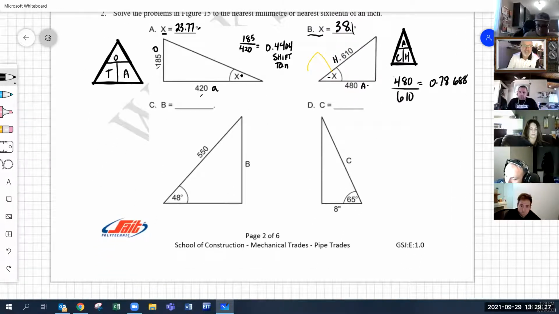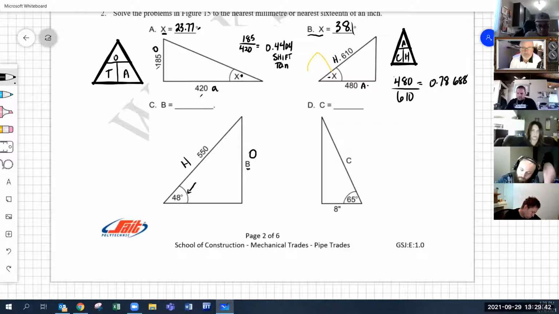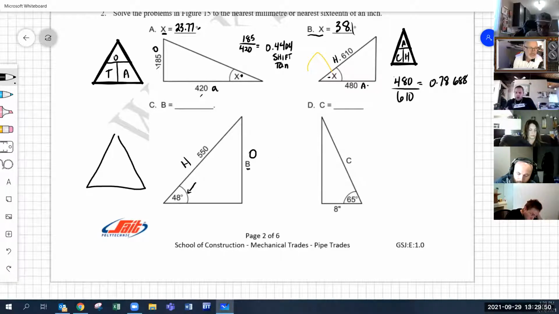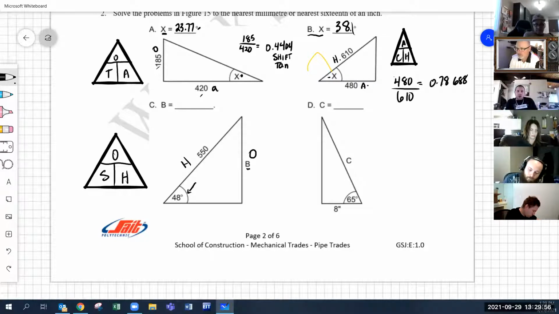Let's do the next one as we're down here anyways. We have the angle. Look, it's given us the angle. We want to know the side B. So I have the hypotenuse and I have the side opposite. What formula has the hypotenuse and opposite in it? That is going to be SOH. Right?